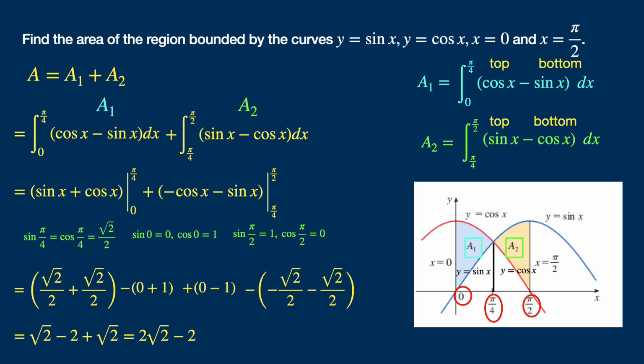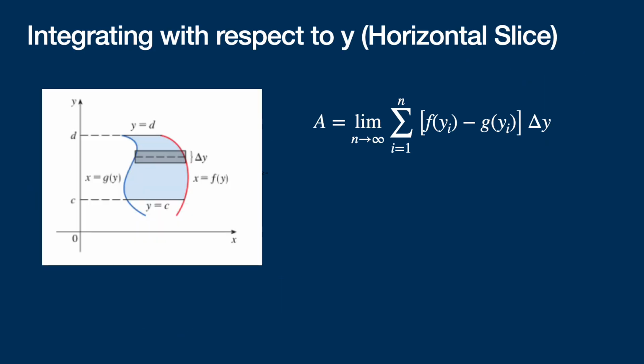Guys, remember that when you have an intersection over the interval, you have to find the intersection and split the interval. Find each area. What is the top function? What is the bottom function? Let's do another case to find the area bounded by functions. But in that case, we're going to use a horizontal slice.